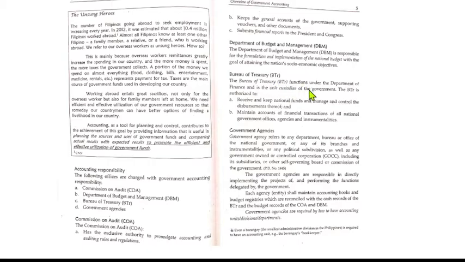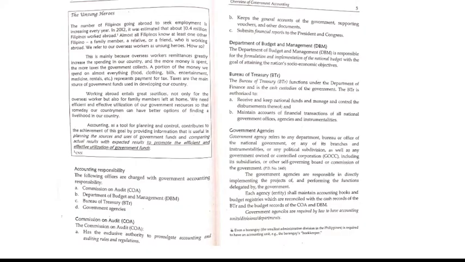Bureau of Treasury is under Department of Finance. So anong responsibility niya? The BTR is authorized to receive and keep national funds and manage and control the disbursement thereof. Maintain accounts of financial transactions and of all national government offices, agencies, and instrumentalities. So lahat yung cash custodian of the government is the Bureau of Treasury.